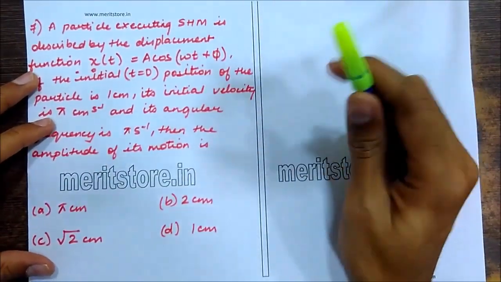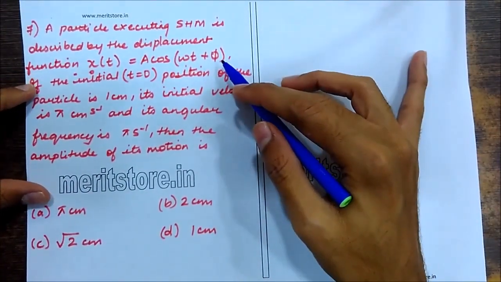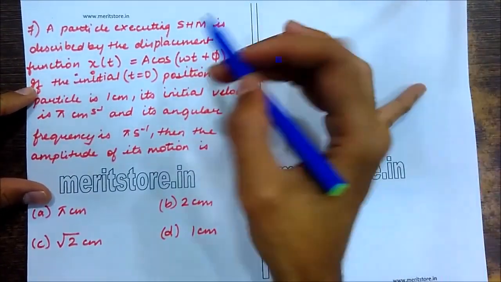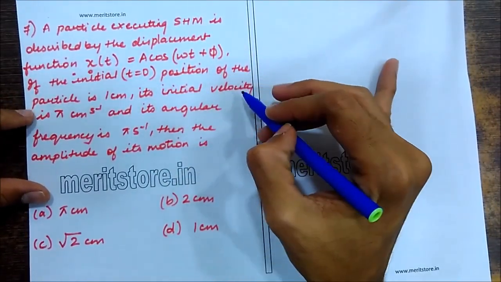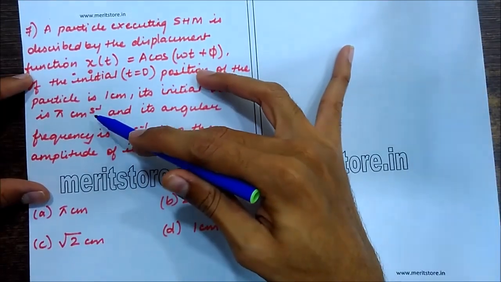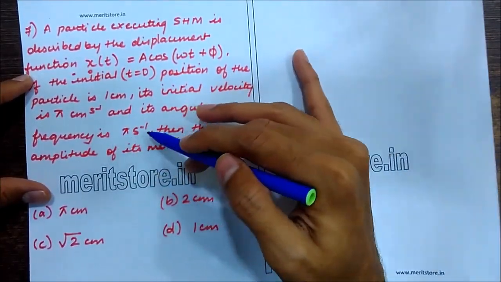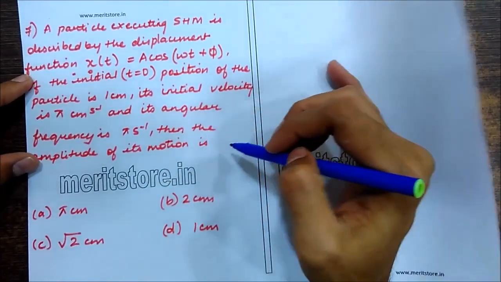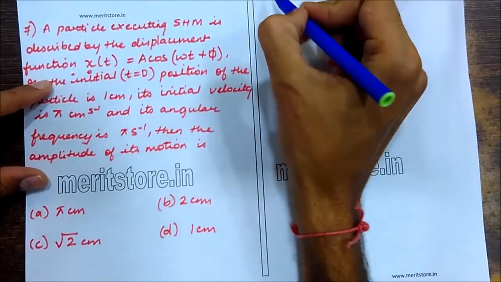Okay, a particle executing simple harmonic motion is described by the displacement function x(t) = A cos(ωt + ψ). If at initial time t = 0, the position of the particle is 1 centimeter, its initial velocity is π centimeter per second, and its angular frequency is π per second, then the amplitude of its motion is π centimeters, 2 centimeters, root 2 centimeters, or 1 centimeter.